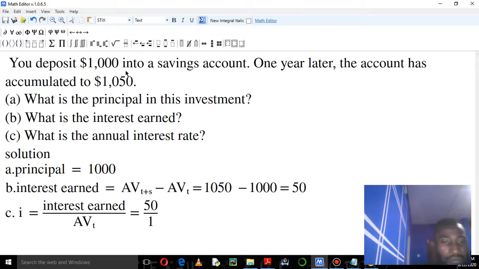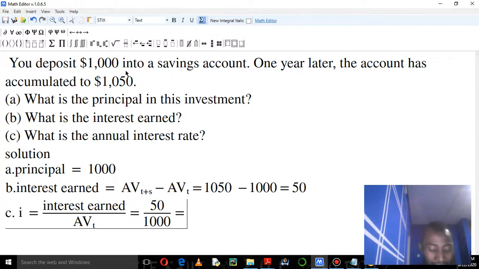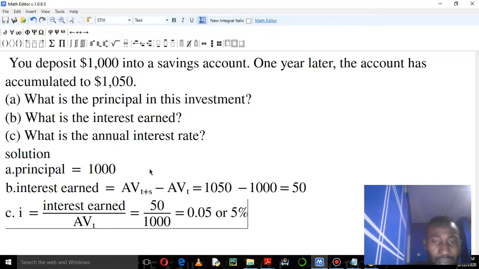So this is 50 all over 1000. When you press your calculator, 50 divided by 1000, I'm pressing mine now, it is equal to 0.05. When you multiply 0.05 by 100, you've converted it into a percentage. So this will give us 5%.